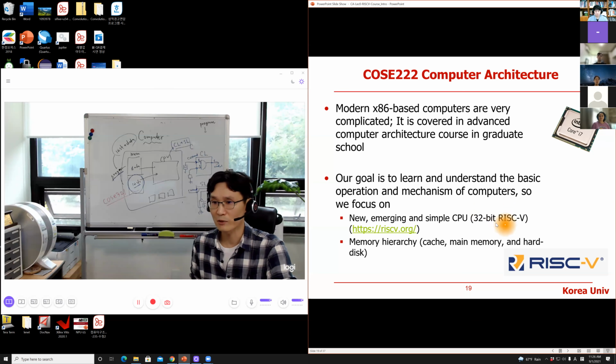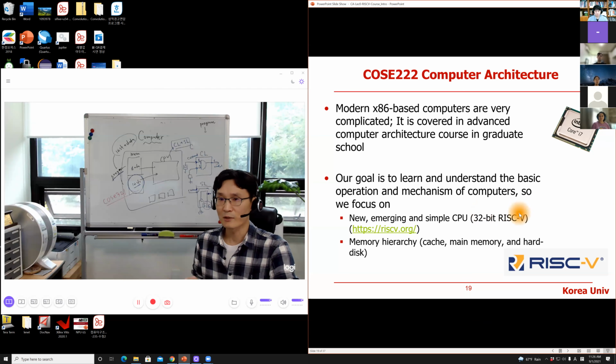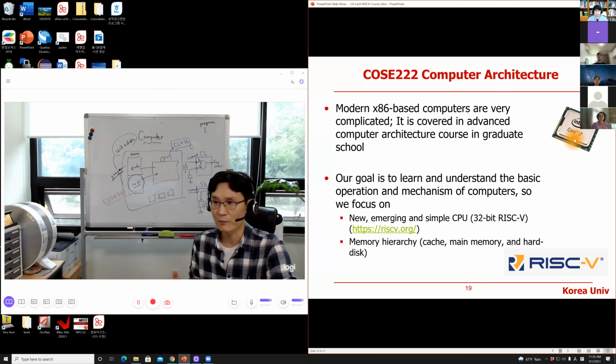So that means if you understand a RISC-V CPU completely, then it is very easy to understand an Intel CPU. Very easy to understand the smartphone CPU, ARM, also. It is important to understand one CPU completely. Then the other things are very straightforward. Okay, so I told you two things, right?